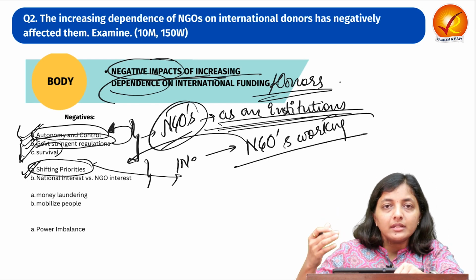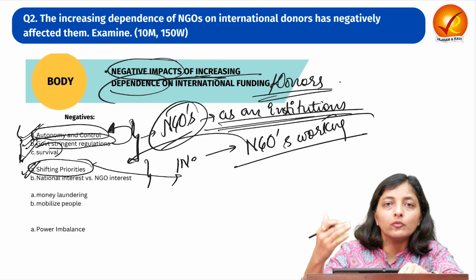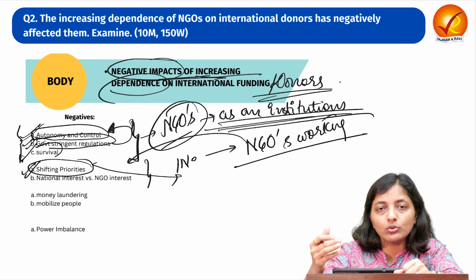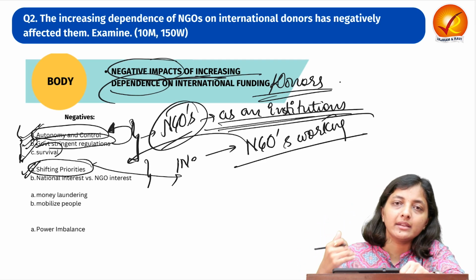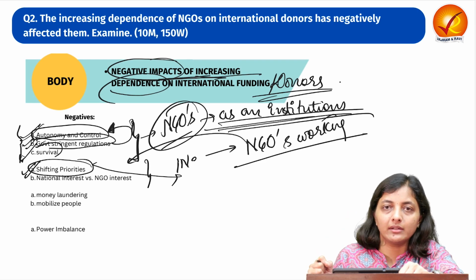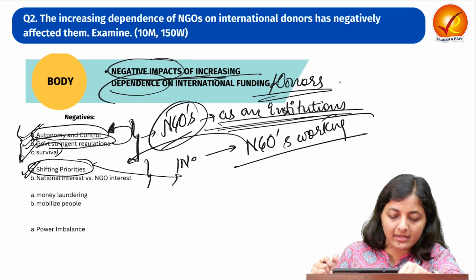And secondly, they voluntarily also do whatever the donors say, because they know that if they abide by their directions, they will get more funding. Like selfish aspects, this can happen.